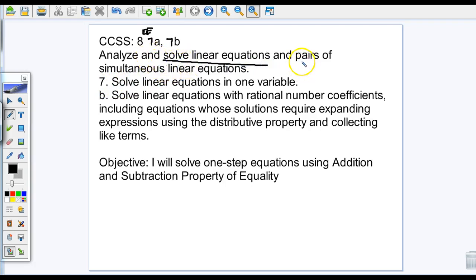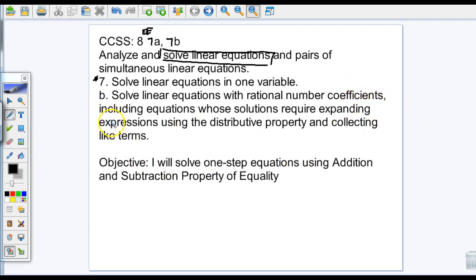We're not going to look at the pairs of equations today. We're just going to focus on solving linear equations with one variable and using rational numbers and coefficients. Okay, so we're focusing on 7A today. We'll build with B tomorrow and then keep going from there.